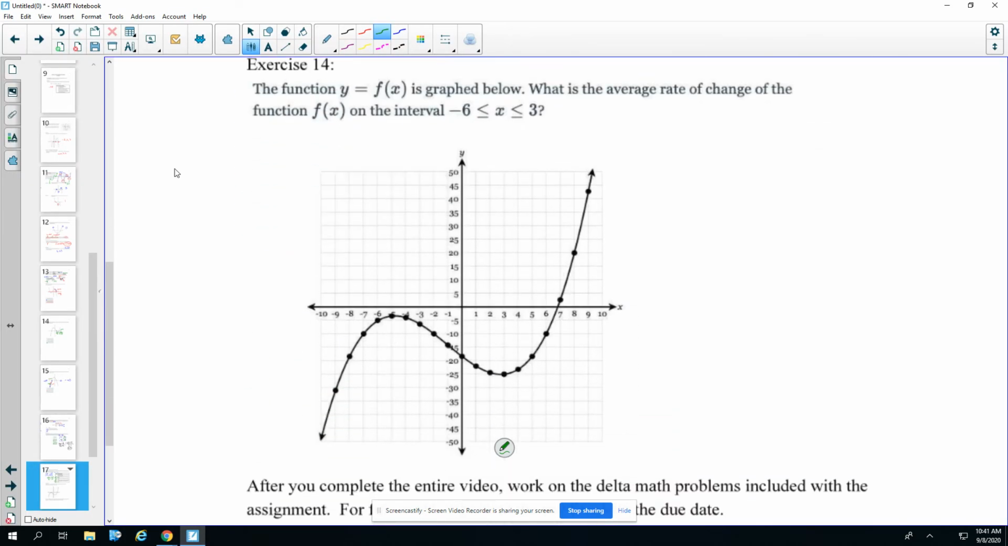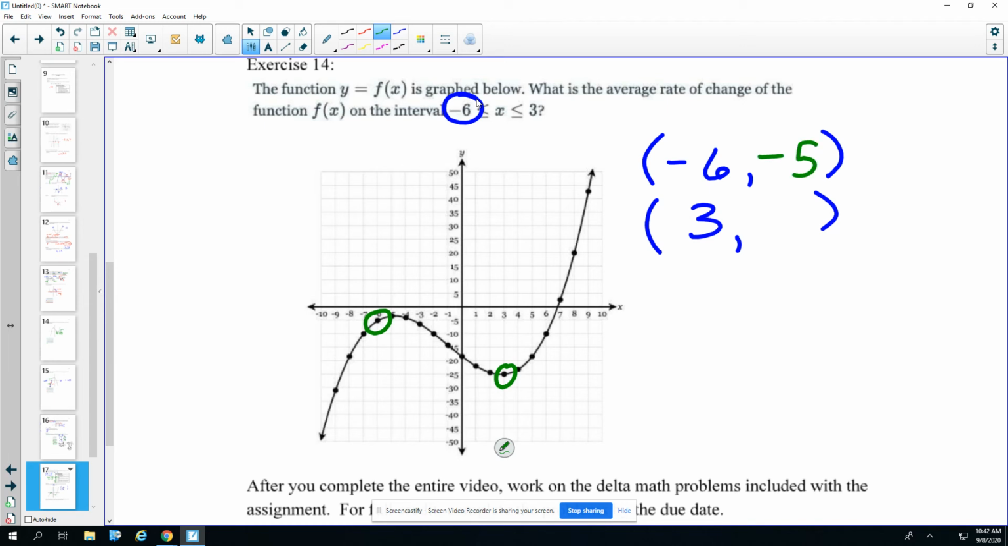Here's our function, and this one's on a graph, okay? So here we actually have to circle the points and figure out what goes with them. So we want to look at the point associated with -6 and the point associated with an x value of 3. So I'm going to circle those on the graph. It's kind of hard to see here because the graph doesn't copy great, but on Delta Math, you guys will be fine. So it looks like -5 goes with the -6 for the y, and then -25 goes with 3.